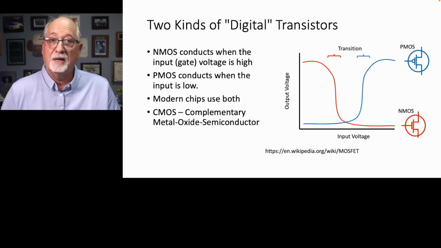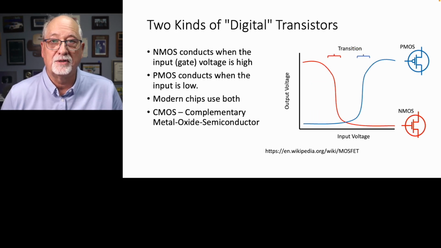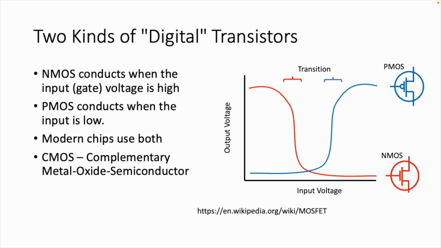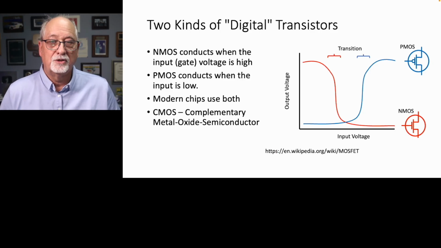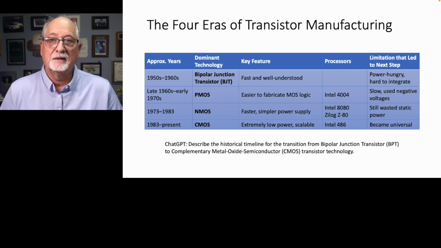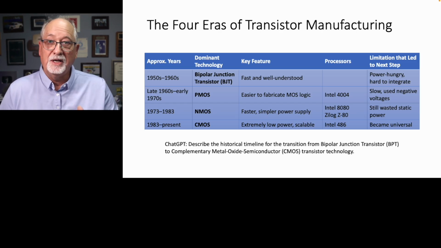So over time, there were a couple of different kinds of transistors. One was the transistor called NMOS, which conducts when the input gate is high, and the PMOS that conducts when the input is low. And the most modern chips use a combination of NMOS and PMOS transistors. As a matter of fact, there are 4 general areas of transistor manufacturing and usage. The earliest was the bipolar junction transistor, which is more like a tube with that kind of linear response.